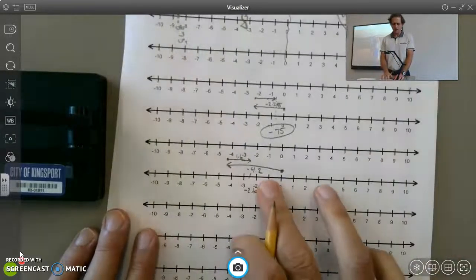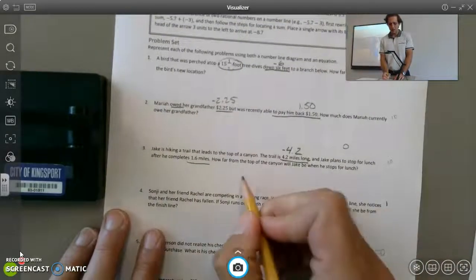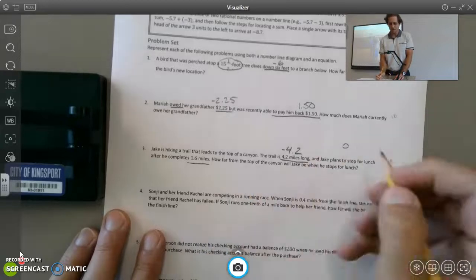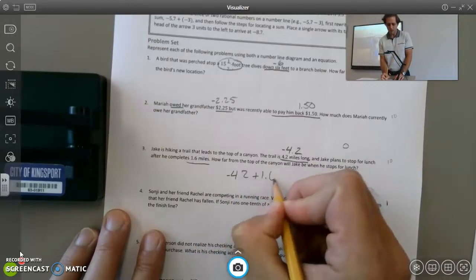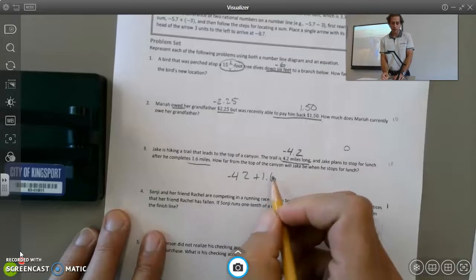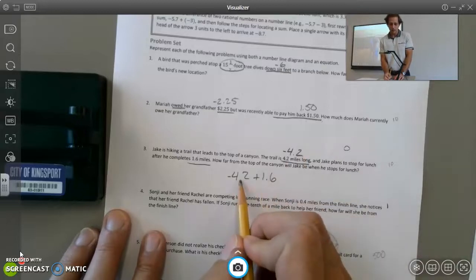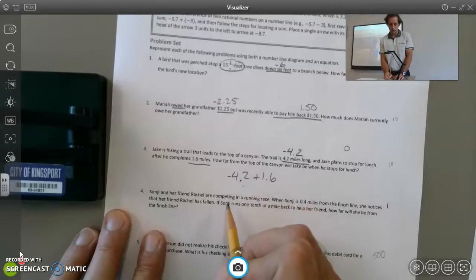This one is a little more difficult on the number line. When you think about those decimals, it's not really clean. I would almost recommend just using traditional algorithms. Negative 4.2 plus 1.6. Signs are different, so we need to subtract and keep the sign of the number with the greater absolute value. This number has the greater absolute value, negative 4.2. So my answer is going to be negative.